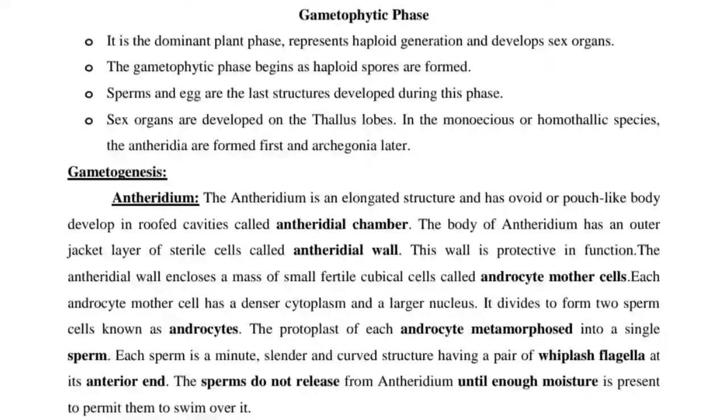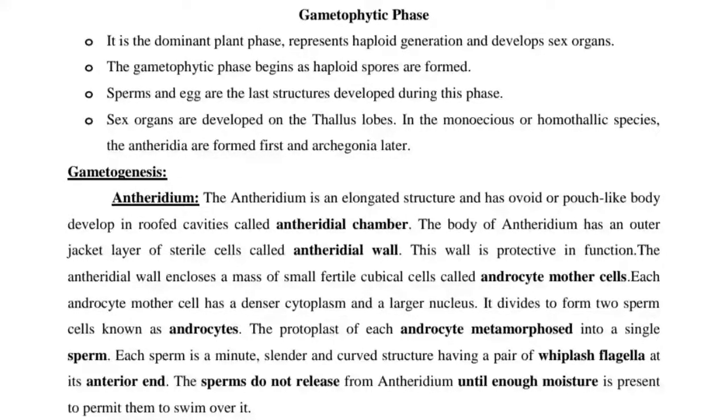In the monoecious or homothallic species, the antheridia are formed first and archegonia later. Gametogenesis. Antheridium. The antheridium is an elongated structure with an ovoid or pouch-like body, developed in roofed cavities called antheridial chambers. The body of the antheridium has an outer jacket layer of sterile cells called the antheridial wall. This wall is protective in function. The antheridial wall encloses a mass of small fertile cubical cells called androcyte mother cells.